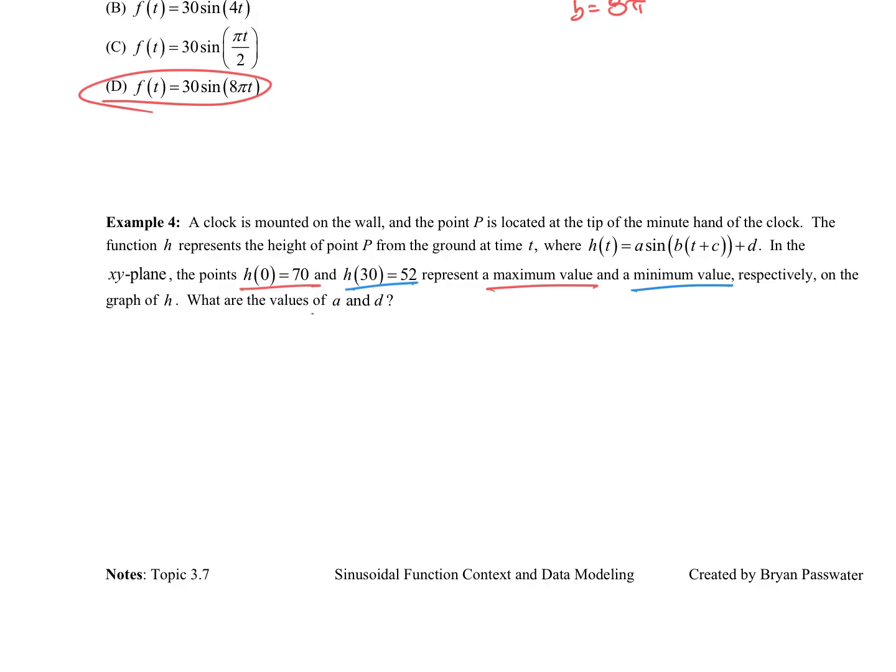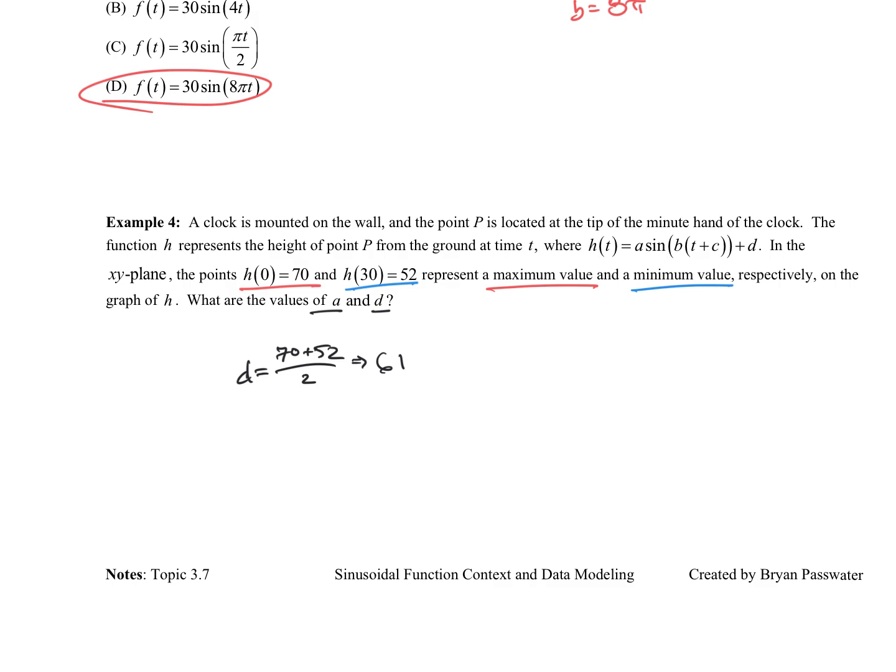All right, so what does A represent? The amplitude, and D represents our what? Our midline. So let's start out with our midline. I think that makes more sense. So how do we get to our midline? Add both and divide by 2. So we find the average of them. So what's 70 plus 52 over 2? 122 divided by 2 is 61. So my midline is y equals 61, right? All right, and so my D is 61.